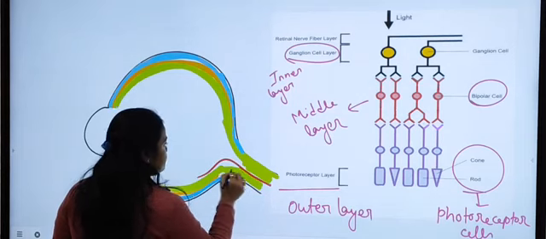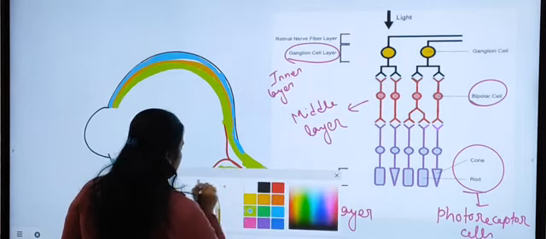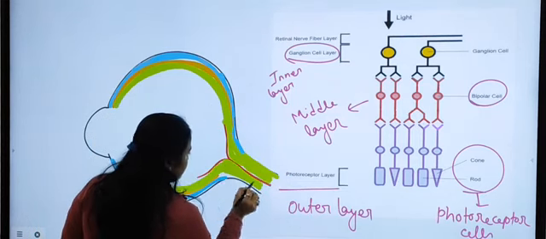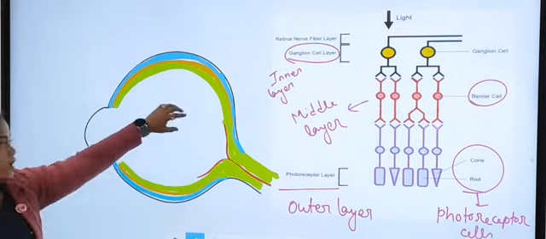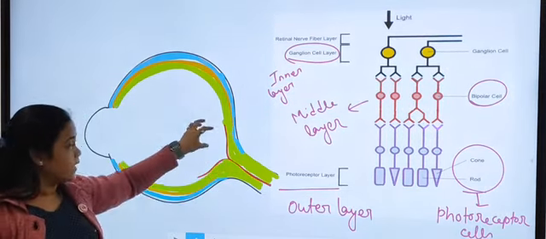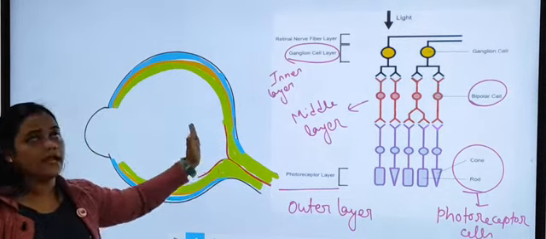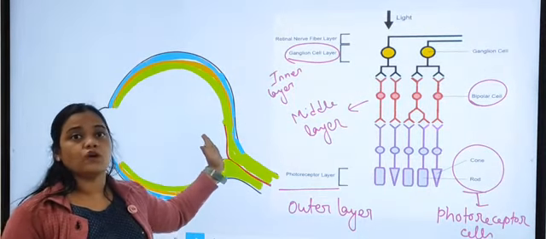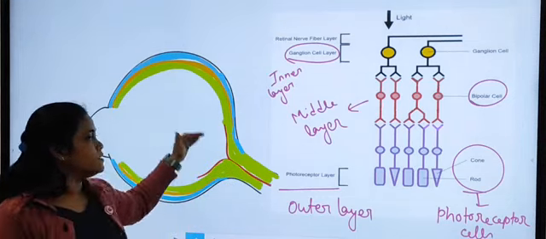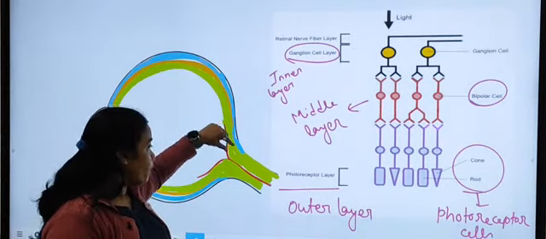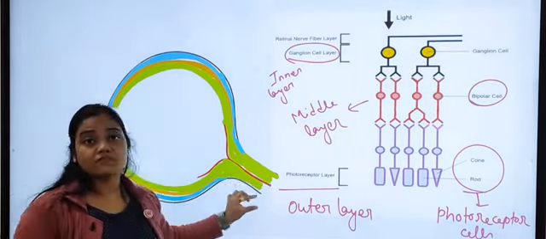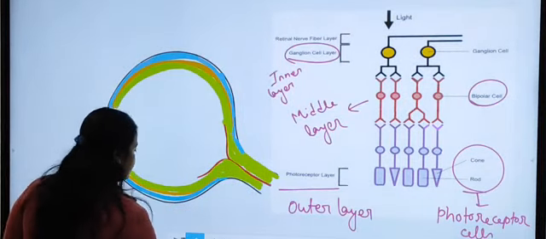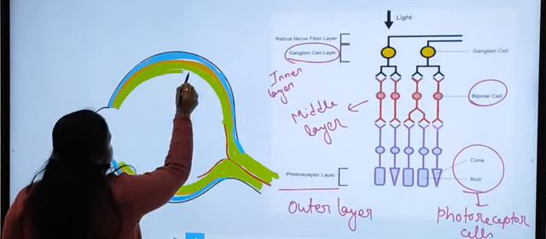Here is the optic nerve. Through the entry of the optic nerve, the blood vessels enter inside the eye, and the optic nerve, that means the neurons, are leaving the eye. Okay, so this is our retina.